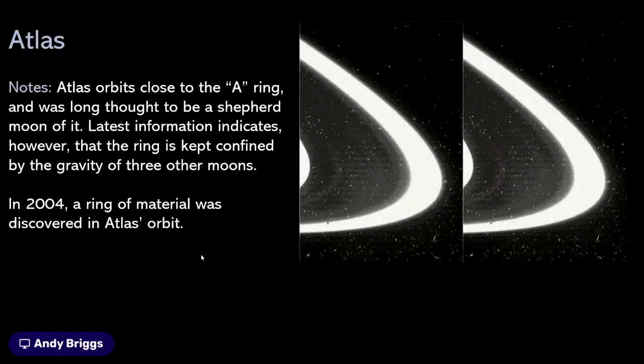But in that case, how did it get that? If it's not picking up material like a shepherd moon does, how does it actually get that ridge around its equator? Well, something that Cassini discovered in 2004 was this ring of material that is actually within the orbit of Atlas. And this is the material that Atlas has swept up and has formed that ridge around its equator. And that answers the question.